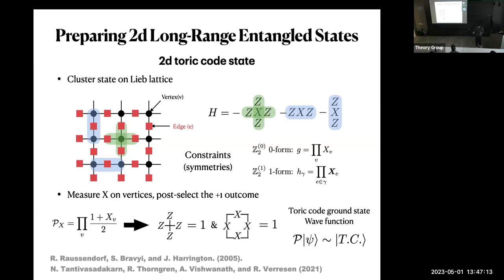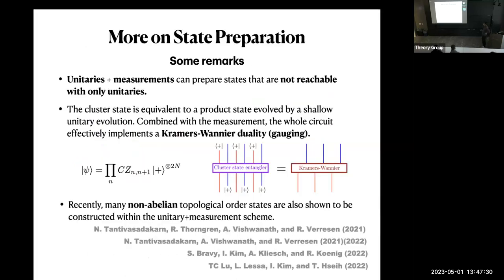starting from the resource state and then measuring part of the degrees of freedom really gives you the ability to prepare different kinds of states, symmetry breaking or topological order. You can view the topological order as a new form of symmetry breaking as well. So just some remark. By doing unitary plus measurement, you can actually prepare states that are not reachable within just the unitary itself, because we know toric code is not reachable by using finite depth unitaries.